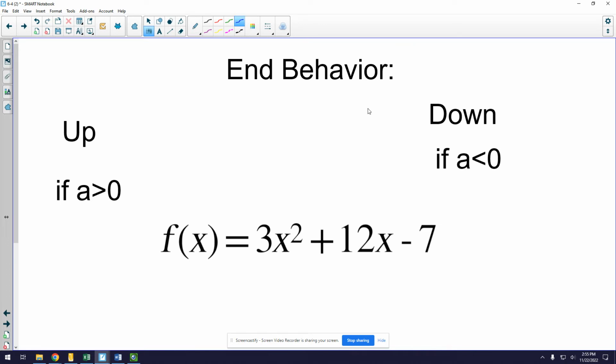End behavior. Okay. Your graph will either open up or open down based on your a value, the number in front of your x squared. If it's bigger than 0, so if it's positive, it's going to open up. And if it's less than 0, if it was negative, it's going to open down. But I don't want to just have you say up or down.